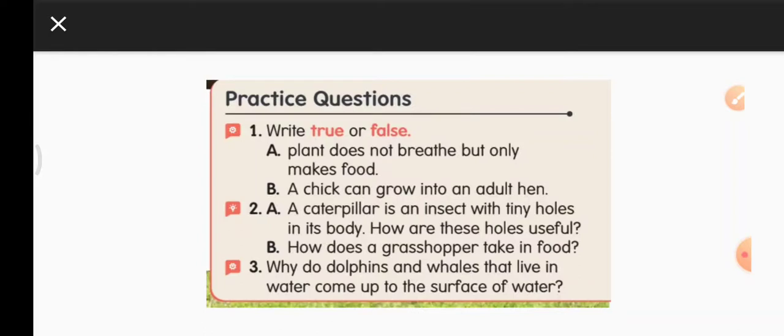Okay, now second question, B bit. How does a grasshopper take in food? The grasshopper has a tweezer kind of mouth. It uses its mouth to eat leaves. Now the third question, why do dolphins and whales that live in water come up to the surface of water? Dolphins and whales have a blowhole on their head. So whenever they come to the surface of the water, they take in air, they breathe, right? You can write that. They come to the surface of water to take in air.